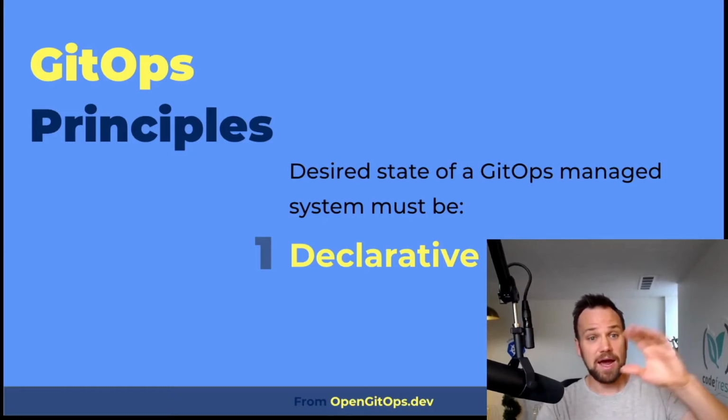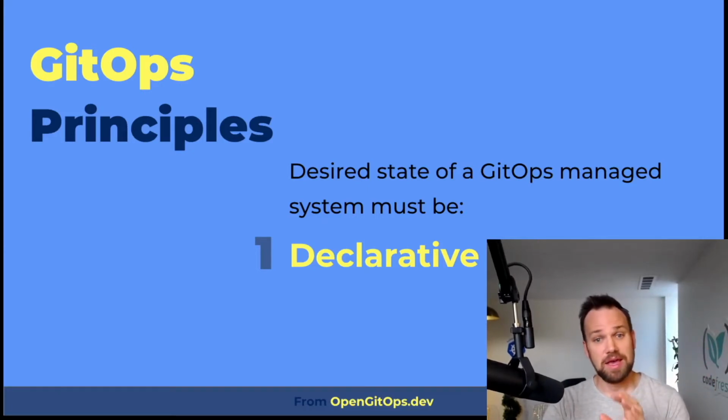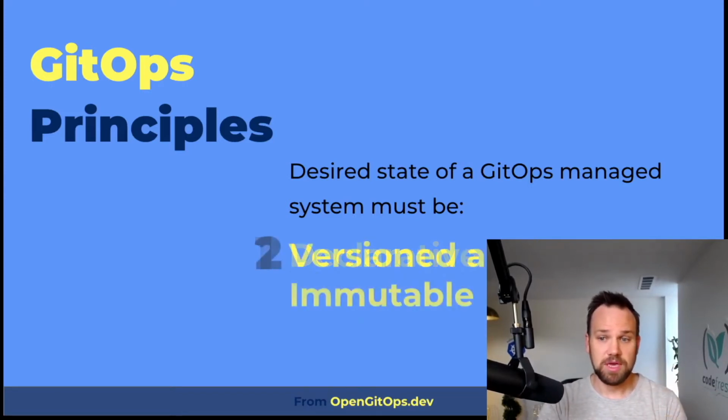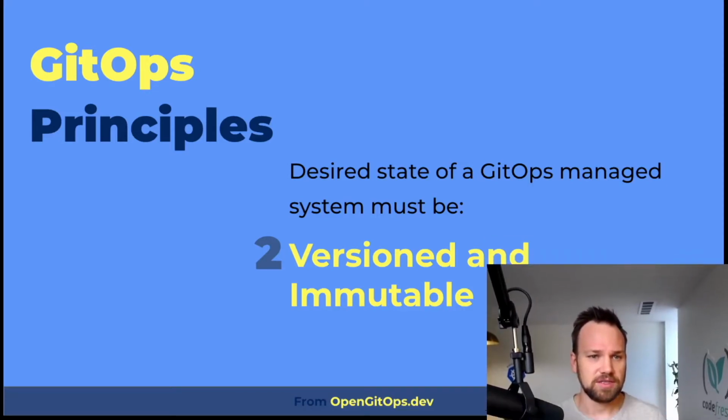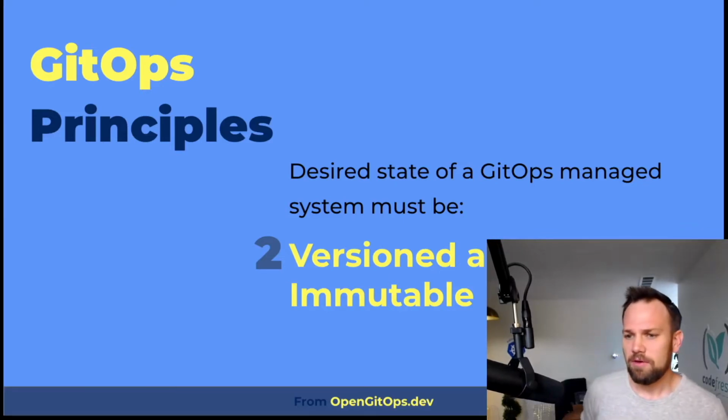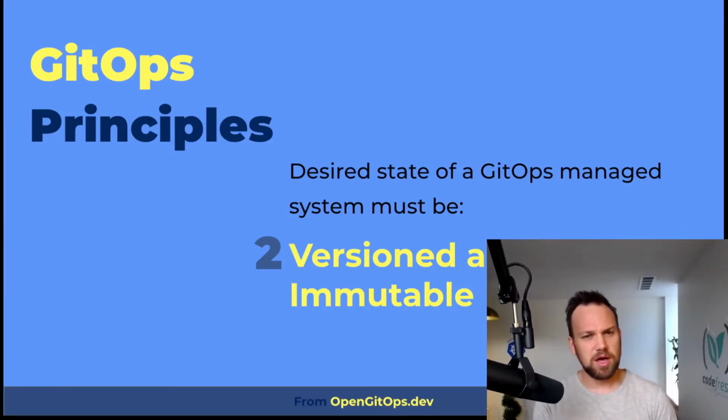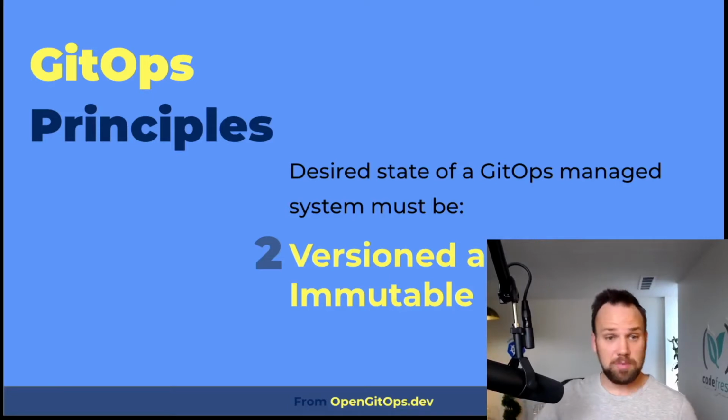So once you have the entire application stack described in a declarative way, principle number 2 is that the desired state of that GitOps managed system must be versioned and immutable. Now, this seems overly complicated. Why would you say versioned and immutable? I'll move my face out of the way. But versioned and immutable goes a little bit beyond just Git, and it also expands beyond Git.